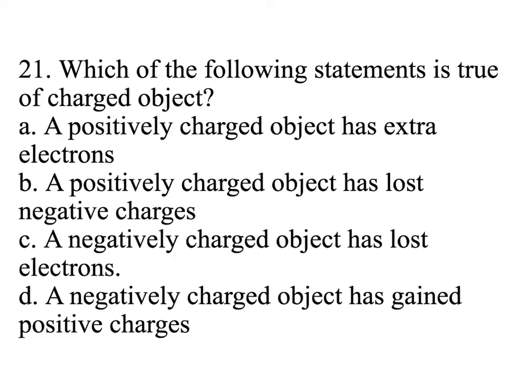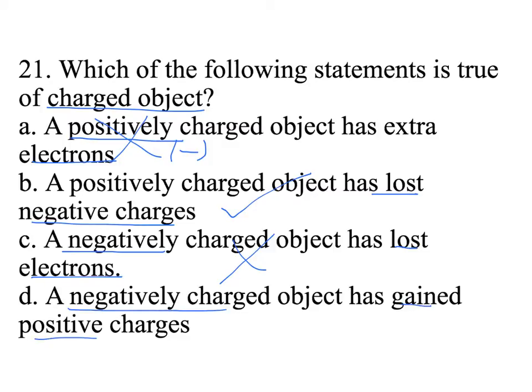Which of the following statements is true of a charged object? A positively charged object has extra electrons. Well, that's not true because electrons have a negative charge. A positively charged object has lost negative charges. That's true. A negatively charged object has lost electrons? No, because then it would be positive. A negatively charged object has gained positive charges. No, if it's negatively charged, it's gained negative charges. And we don't gain positive charges anyway.